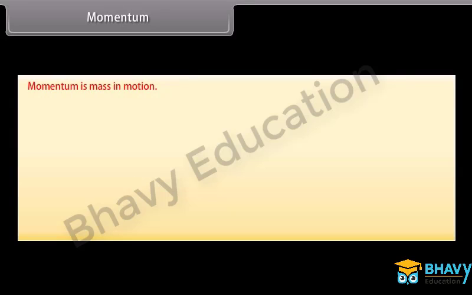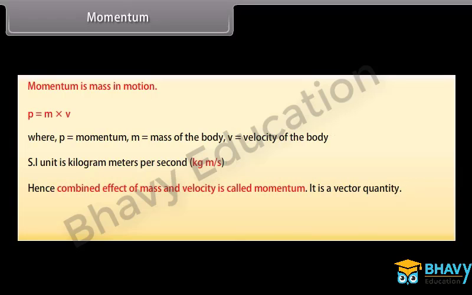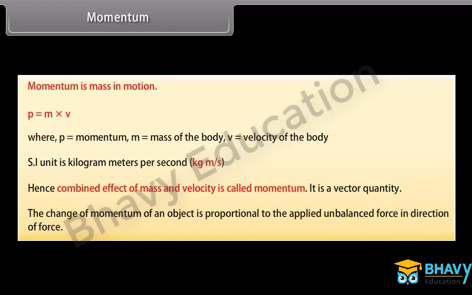Momentum. Momentum is mass in motion. P is equal to m into v, where P is equal to momentum, m is equal to mass of the body, v is equal to velocity of the body. SI unit is kilogram meters per second. Hence, combined effect of mass and velocity is called momentum. It is a vector quantity. The change of momentum of an object is proportional to the applied unbalanced force in direction of force.